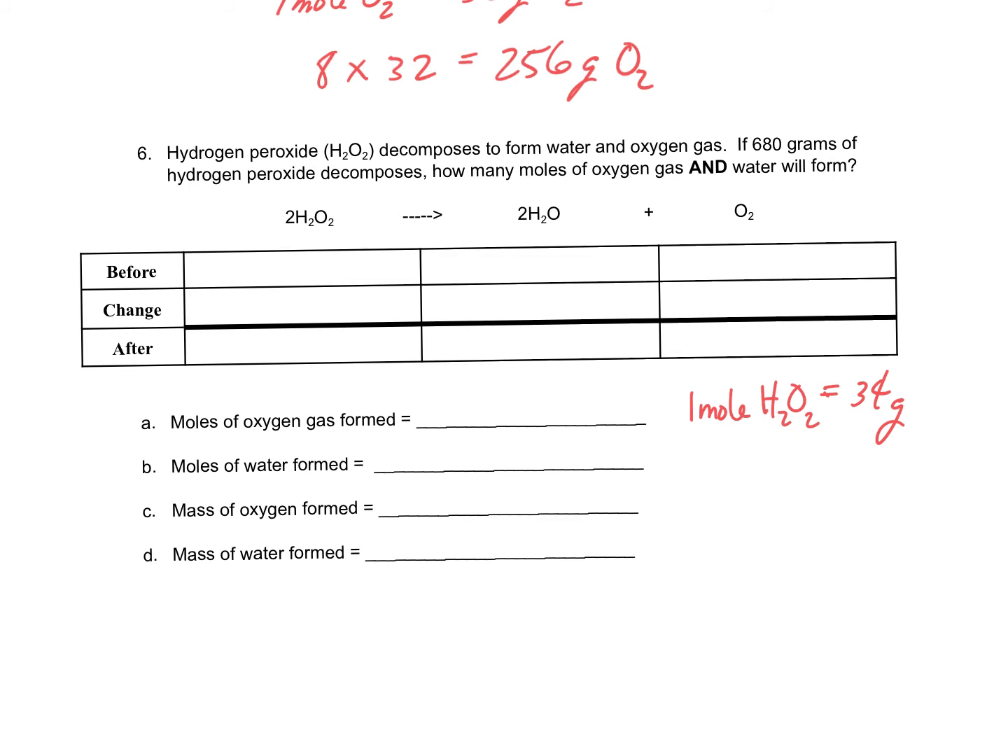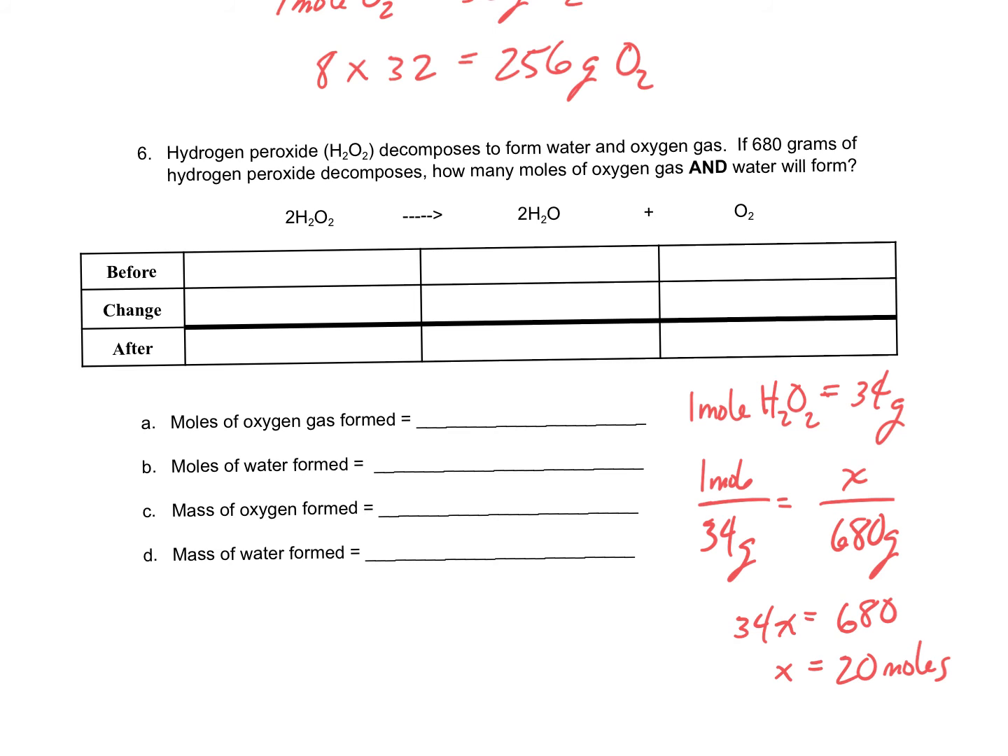Again, why don't we set this up as a proportion just to sort this out. So 1 mole is 34 grams, but we're given 680 grams. All right, so we're going to solve for x. We need to know how many moles that is. If we cross multiply, that's 34x equals 680, and x equals 20 moles.